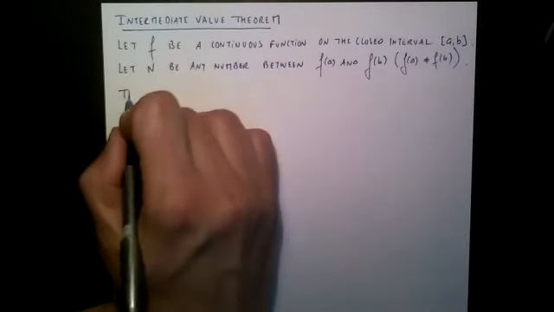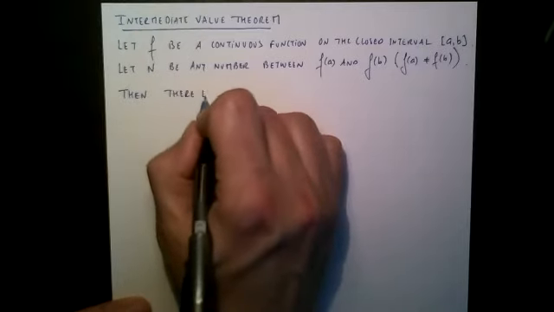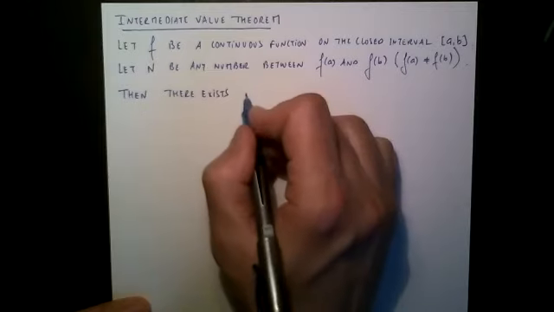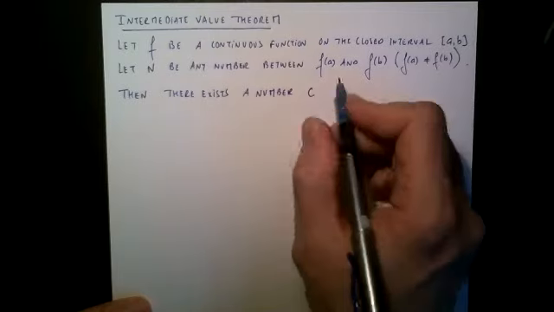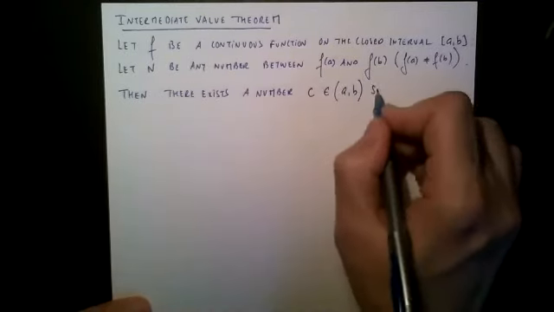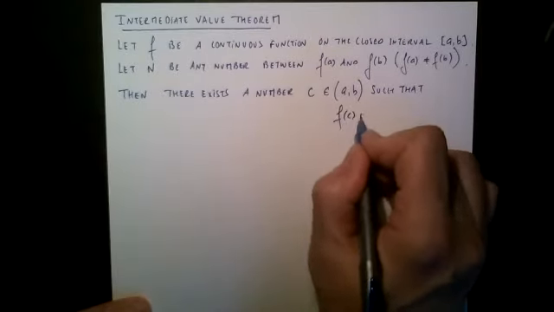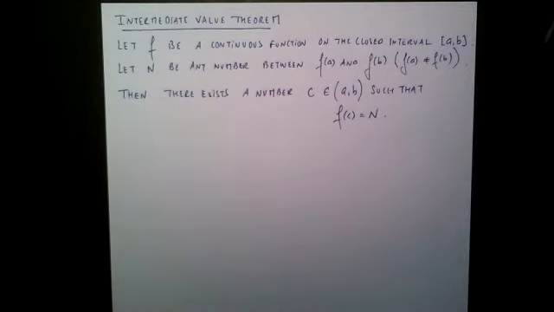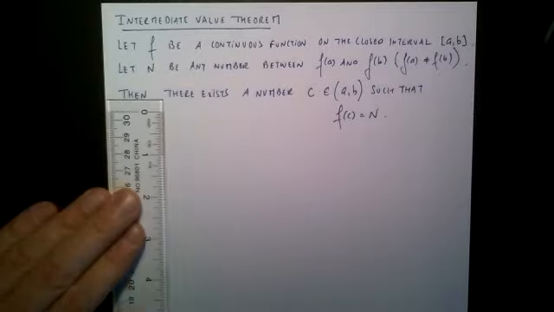Then there exists a number c inside the interval (a, b) such that f of c is equal to n.